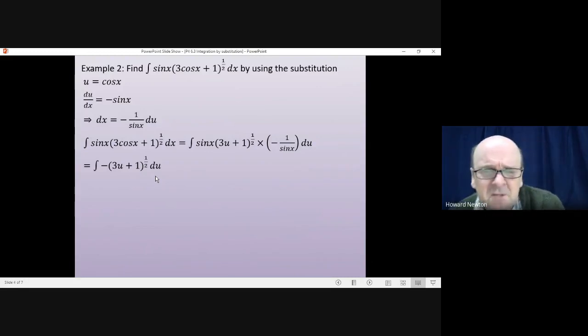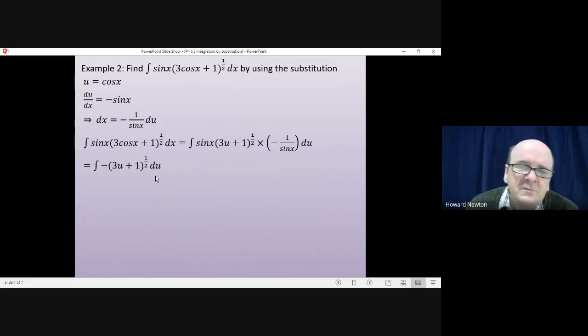Now, it's a slightly confusing integration, but I'll let you have a go at doing it. So integrate that function with respect to u. Once you've done that, then substitute back in u equals cos x to get the final answer. But have a go yourself, pause the video, come back to me when you're ready. Okay, let's have a look.